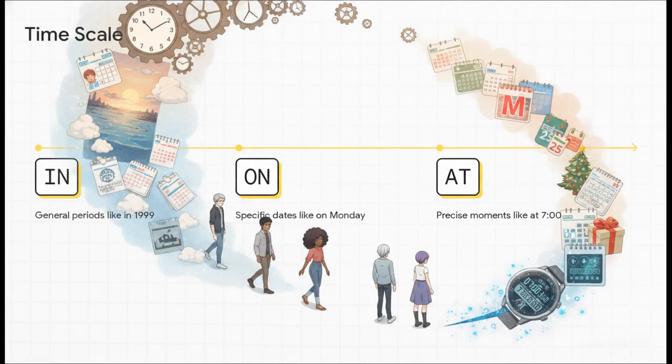Now, let's look at how this works when we talk about time. We're walking down a descending scale here. Notice how our focus narrows? We start wide at the top with in for general years or seasons like in 1999 or in the summer. Then we step it down a bit to on for specific days, like on Monday or on December 25th. And finally, we drop that highly specific pin with at for precise moments, like at 7 o'clock. So it's always wide to narrow, large to precise.